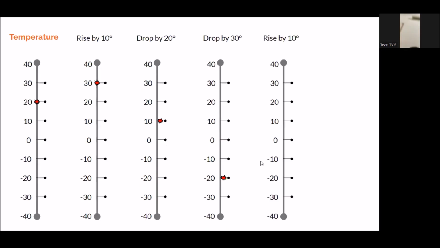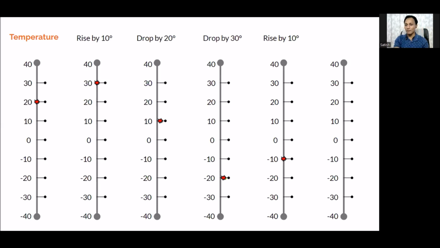So if it is rising by 10 now, what will happen? Negative 10. See, now it is rising by 10. How should you see it? You should have this picture in your mind. From here, rise means 10 rise. Drop 30, from here, drop 30. These two pictures you should have in your mind.